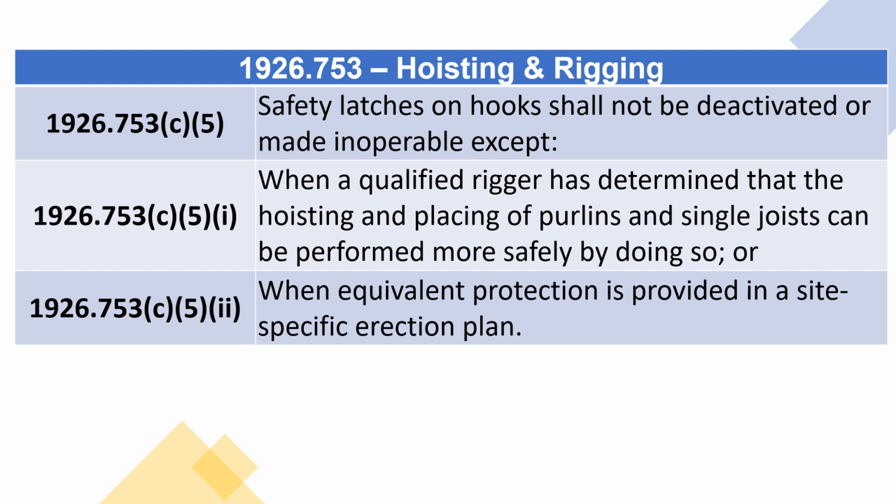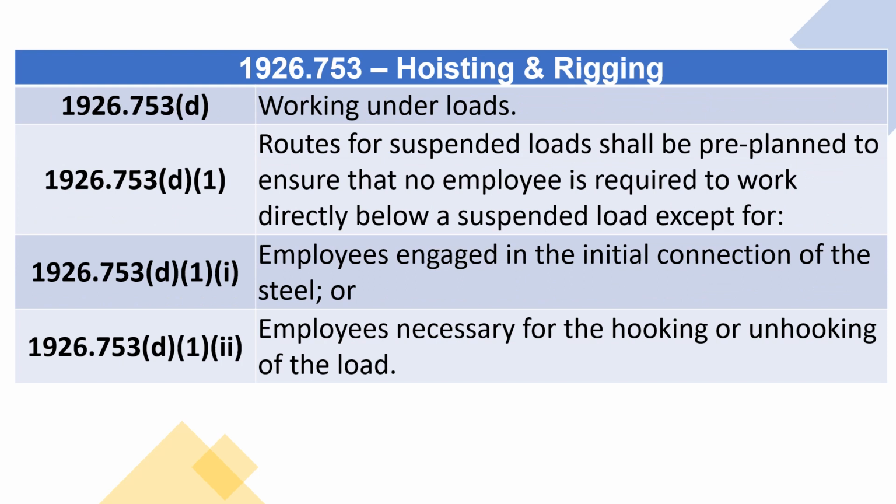1926.753(c)(5) Safety latches on hooks shall not be deactivated or made inoperable except: 1926.753(c)(5)(i) through (c)(5)(ii), when a qualified rigger has determined that the hoisting and placing of purlins and single joists can be performed more safely by doing so, or when equivalent protection is provided in a site-specific erection plan. 1926.753(d) Working under loads.